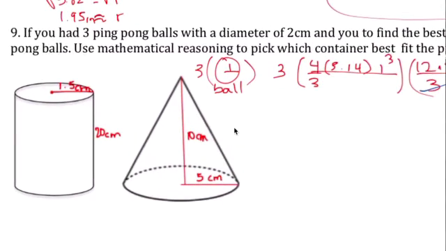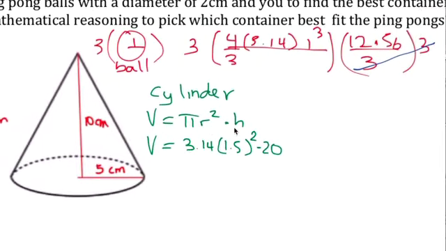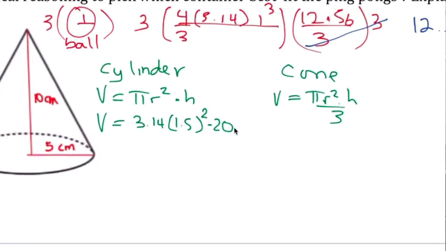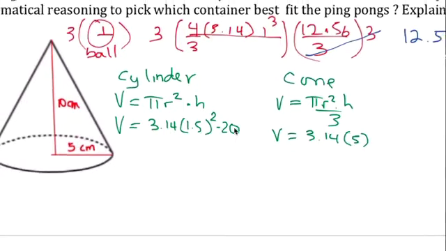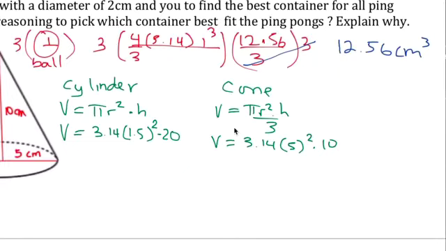Okay, and then the cylinder volume equals pi r squared times height, is 3.14 times radius, 1.5 squared, times 20, and then the cone volume equals pi r squared times height divided by 3. And see which one will fit, or is closest. Make sure it can fit first of all. Volume equals 3.14 times 5. They're all in centimeters, okay? Squared times height, which is 10. And then divide that answer by 3.